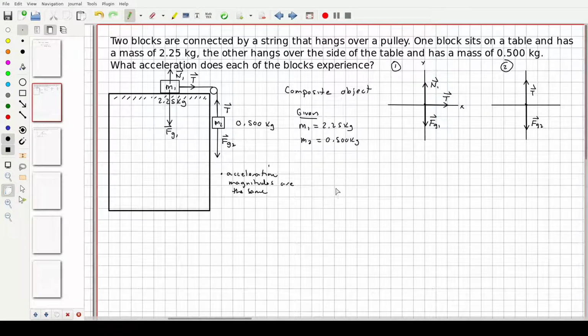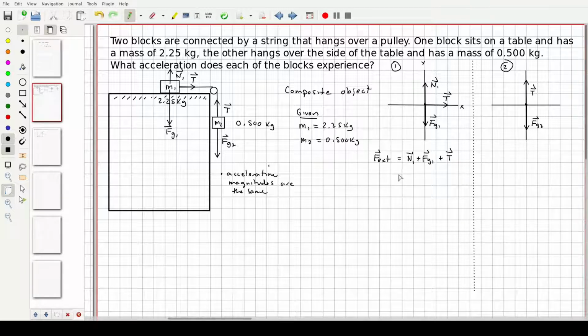Okay, so that said, let me break up this problem. We're just going to draw a line right down the middle like this, just to separate the two sides. Because what I want to do now is to look at the net force. We'll start with object number 1. So here, for object number 1, if I look at the external forces, I have 3 forces. I have a normal force, I have a weight, and I have tension.